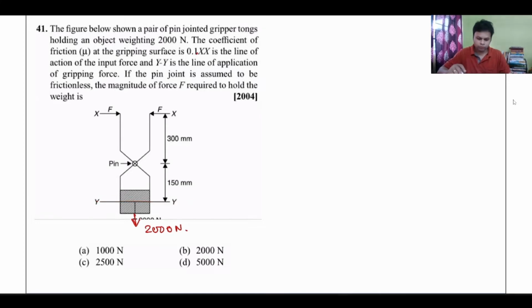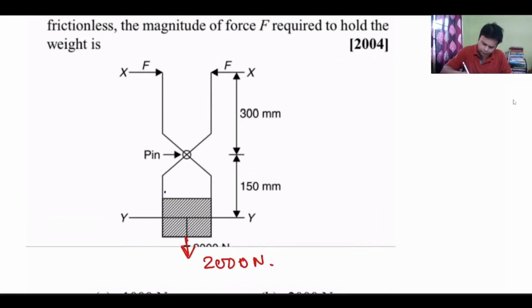Okay, so definitely the weight is being held because of the frictional force produced here, right? So there will be two frictional forces on both the sides. This frictional force is because of the normal reaction that will be produced at the tongs.